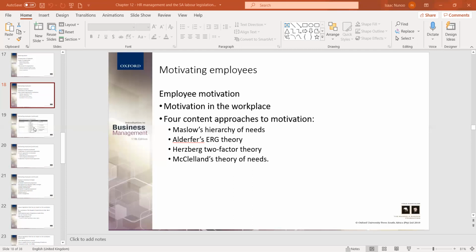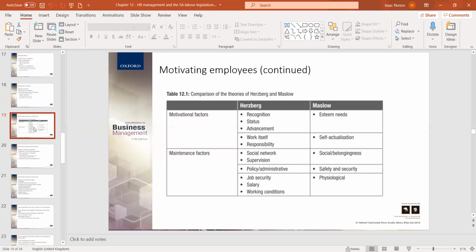These needs help explain the person's position. Now, another thing: the first models, Maslow's model and Herzberg's two-factor model of motivation and maintenance factors. We can compare Herzberg's model with Maslow's model, and we realize that there is some form of similarity. Herzberg's recognition, status, achievement, work itself and responsibility basically correspond to Maslow's esteem and self-actualization needs.